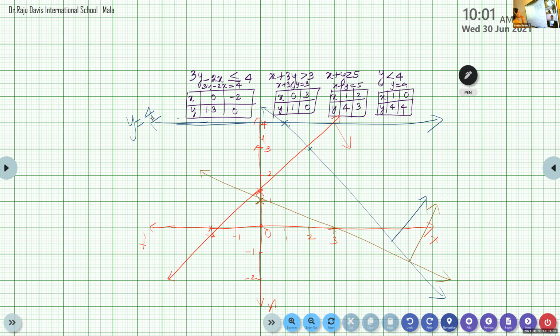And look at the region. What about the region? Is it lying below or above? Y is less than 4. If I put 0, 0 is less than 4. Is it true? Karthik, is it true? Yes, ma'am. So, that means the region should be below this line. Okay, so above this line, below this, again below this. So, which is the region to be shaded? Find out. Those who are completed can show it.